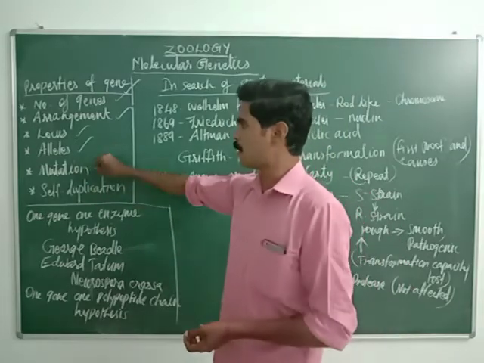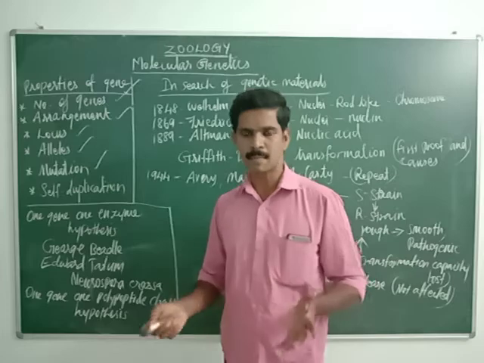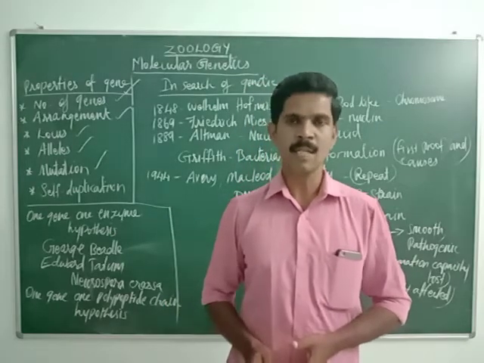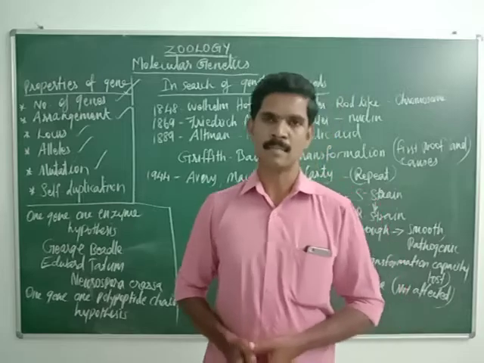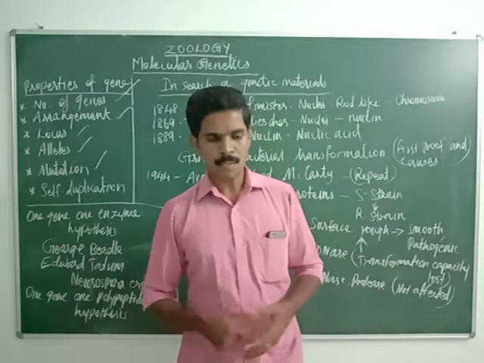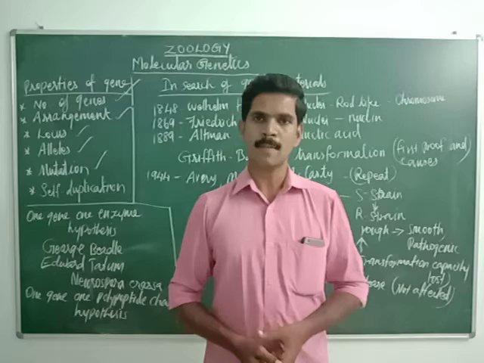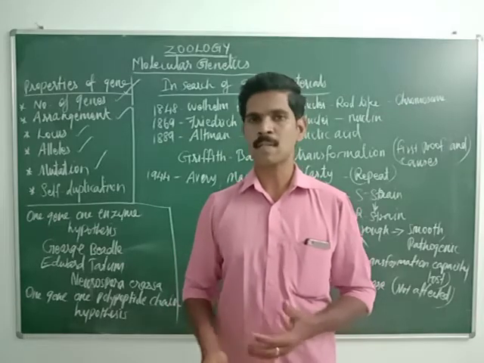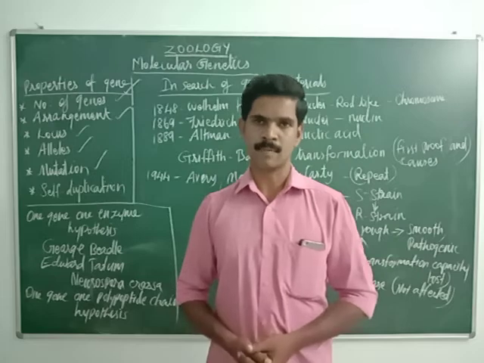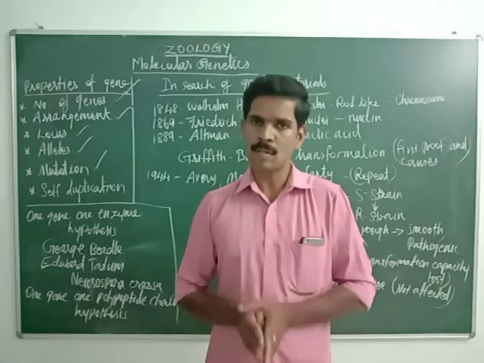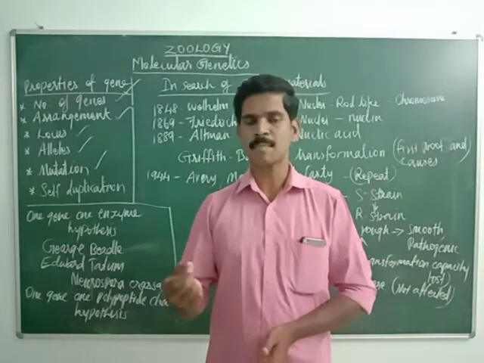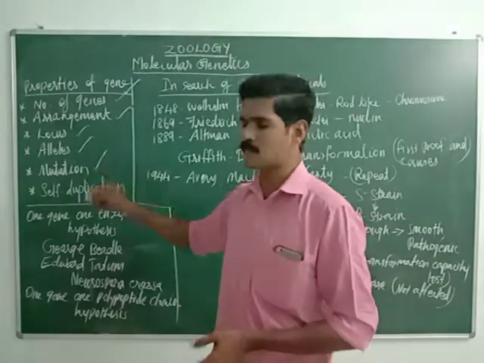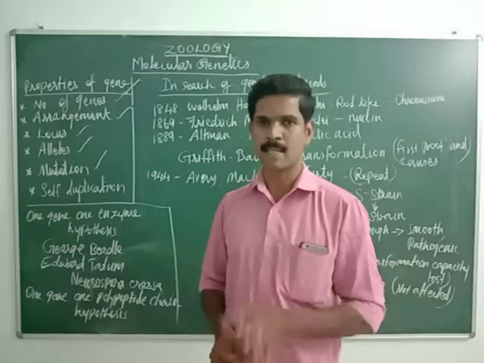Then the fifth property is mutation. Sometimes some genes can undergo a sudden change. So this is called gene mutation. If any gene is involved in mutation, it leads to some changes in its structure, position, or composition. So when a gene is involved in mutation, some changes take place in the structure or position of the gene. That is called mutation. So mutation means sudden change.